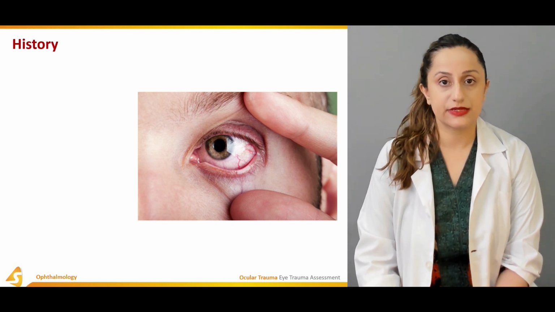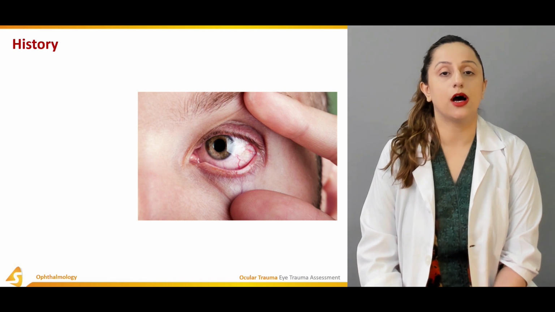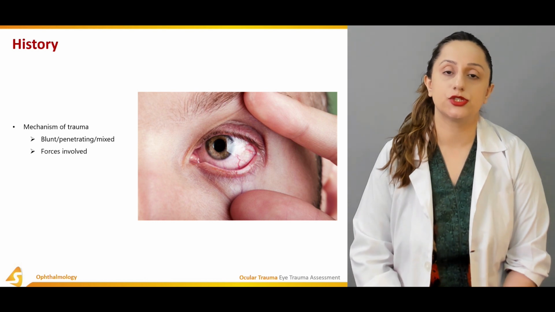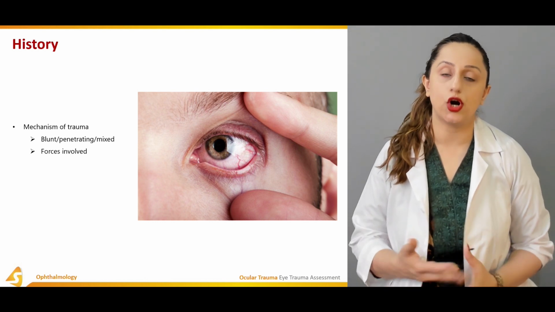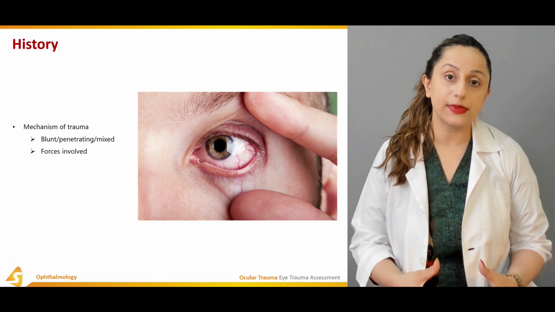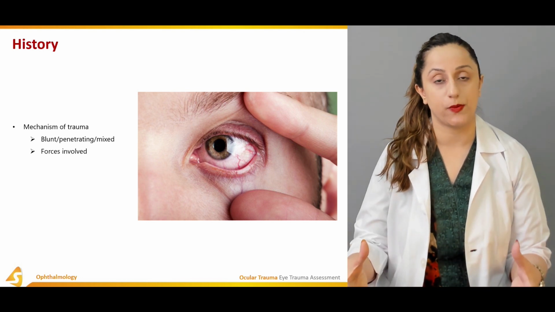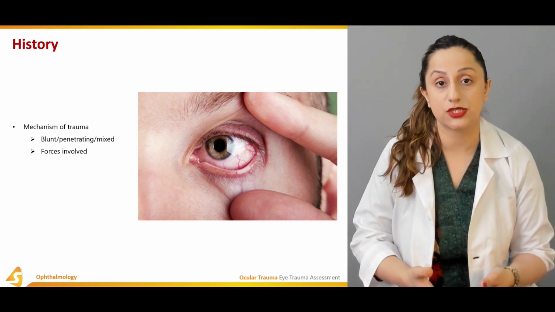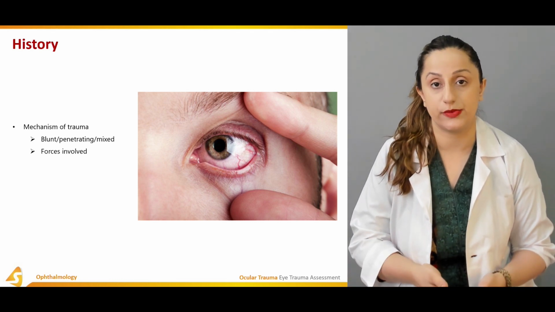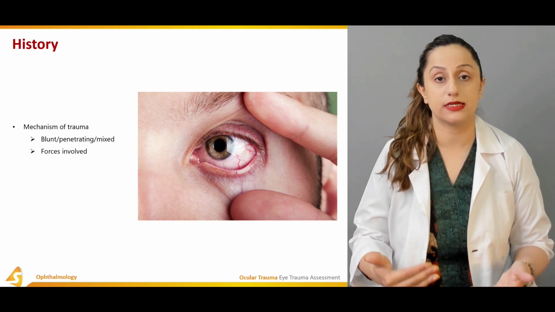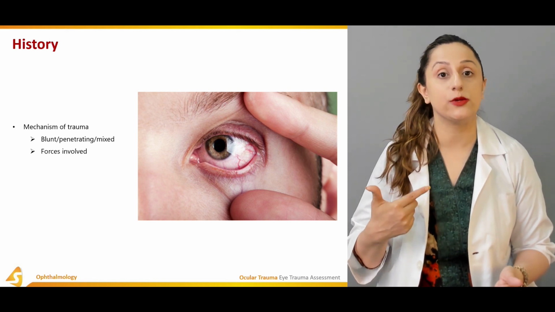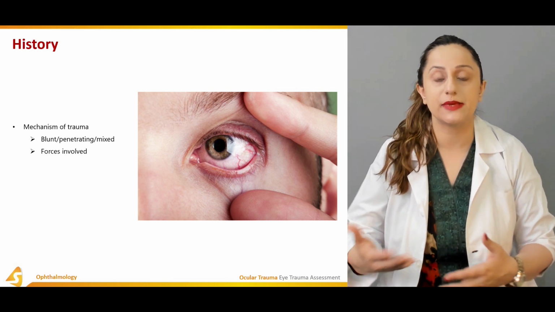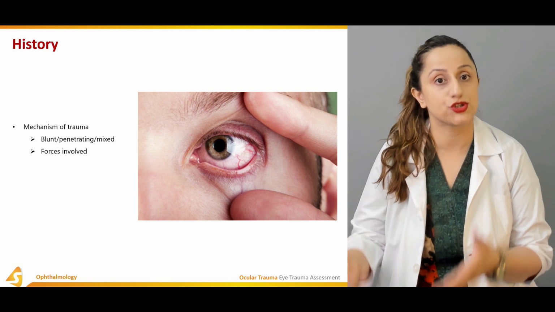The history taking is very important. It's basically going to start off from the patient particulars, that is, the age, the gender, the occupation, the presenting complaints, and the history of the presenting trauma. The history of the presenting trauma is going to give you highlights towards the mechanism of the trauma that has occurred, whether it is a blunt trauma, or a sharp trauma, or a mixed kind of trauma, which is basically blunt and sharp.